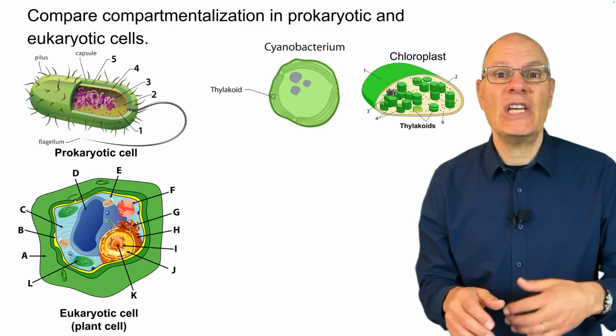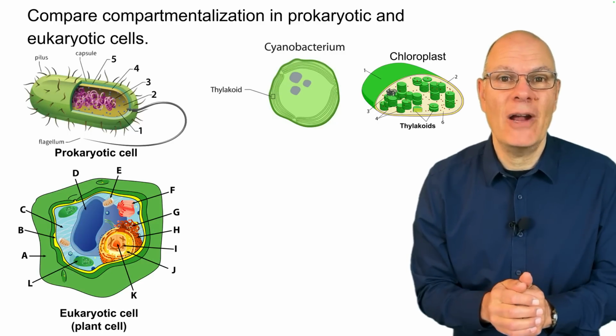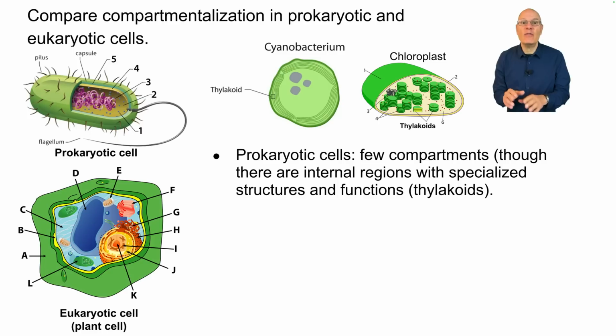Compare compartmentalization in prokaryotic and eukaryotic cells. Prokaryotic cells have few compartments, though there are internal regions with specialized structures and functions. Here's a prokaryotic cell. You can see that its internal structure is much simpler than that of a eukaryotic cell, but one notable compartment is called a thylakoid, and it's this over here in a cyanobacterium.